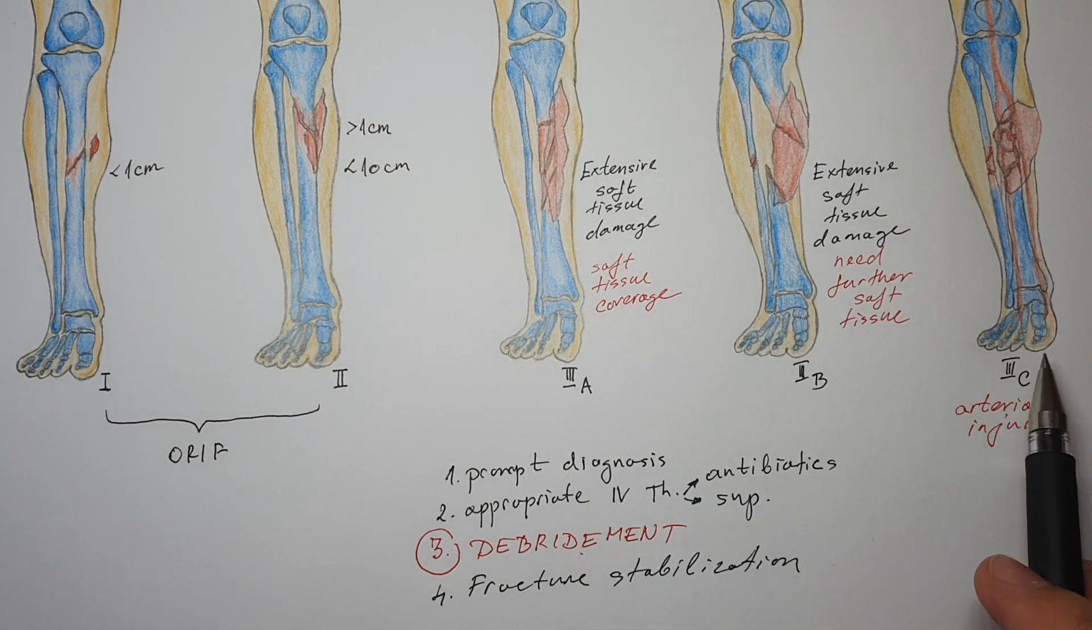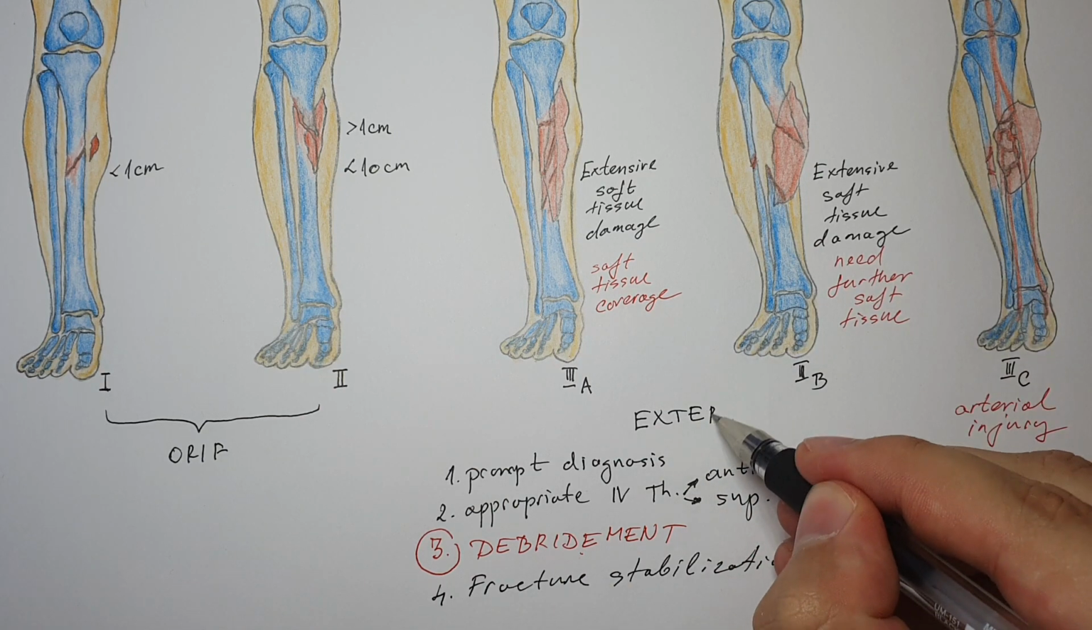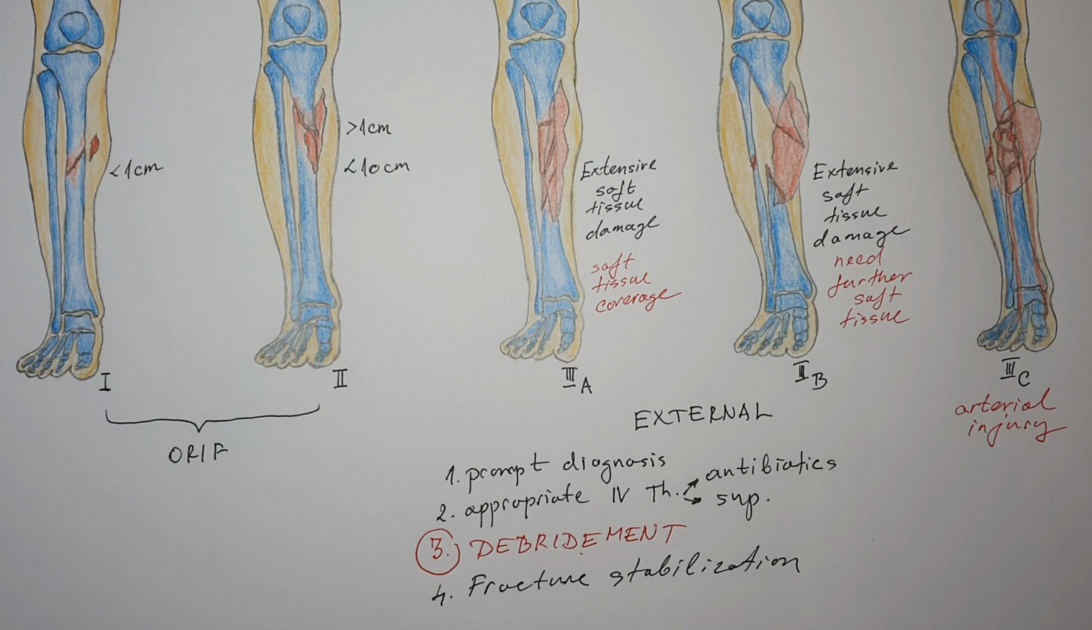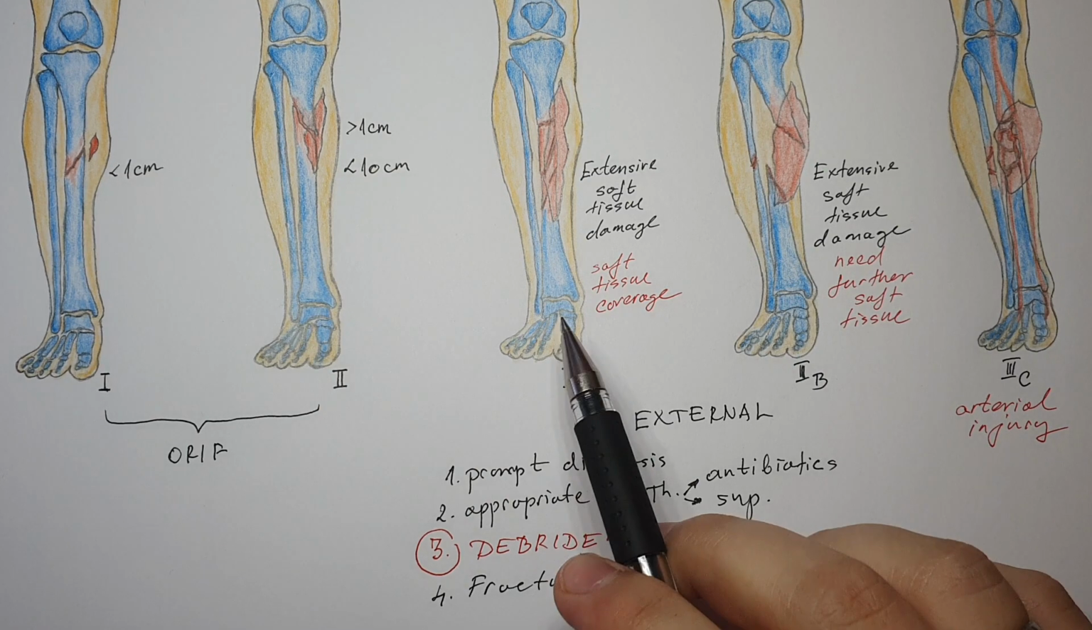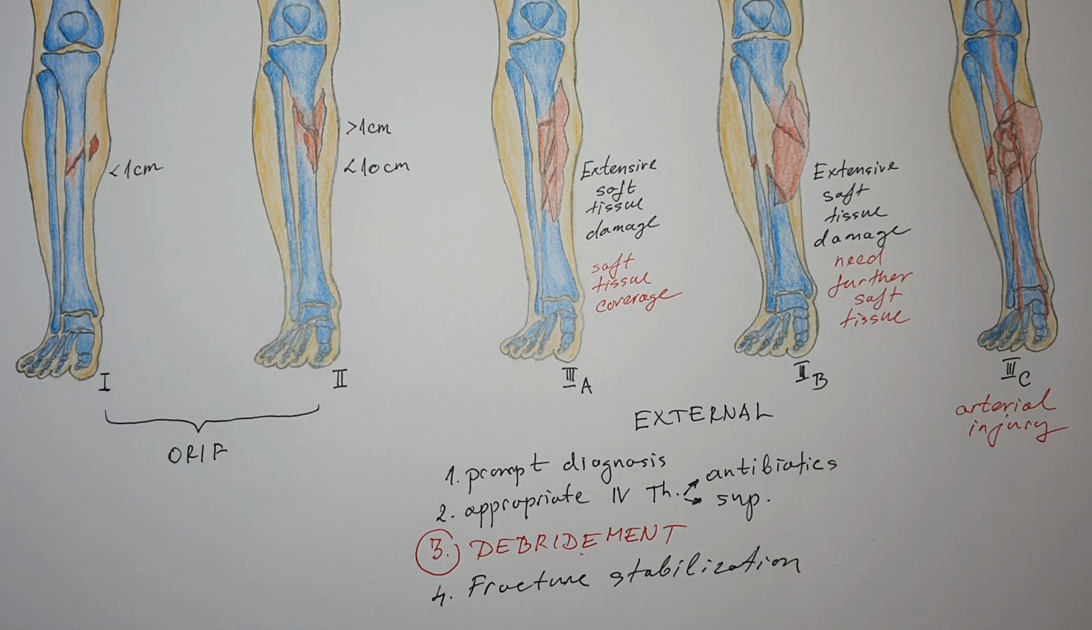But in these cases, most of the time we need to do an external device, and when we see that the wound is clean, that we can close it, and when there is soft tissue and we do a flap, then after that we can convert this external fixation into a fixation that is permanent, that will heal the fracture. Also here we have something that is called a second look.